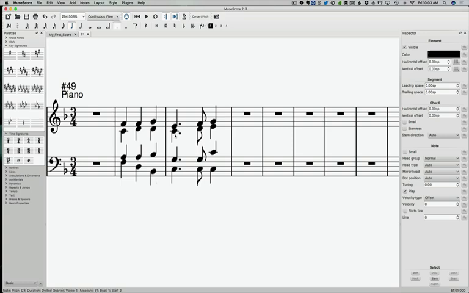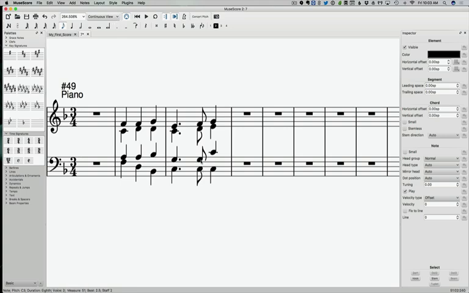C, G, C, and E. So that's a C major chord in the key of F. That's our 5 chord. And because C is in the bass, it is in root position. So that means we need to have another C somewhere, and it's right there. So we're doubling our root because we're in root position.